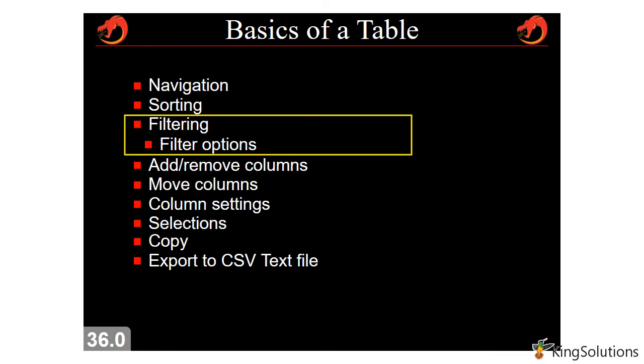Filtering and filter options. You can type the filter value in the bottom text box and press Enter. The filter option has a default setting that will filter out any row that does not contain the text in the filter unless you change the default option.